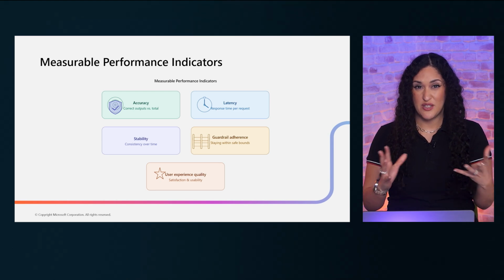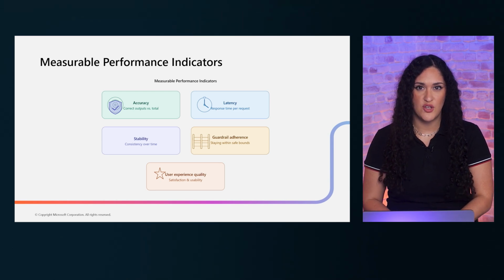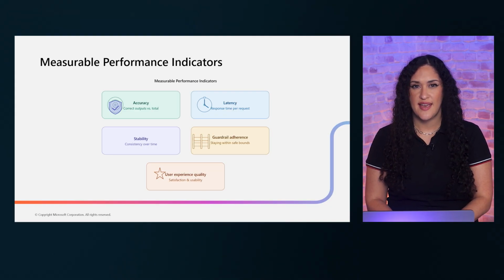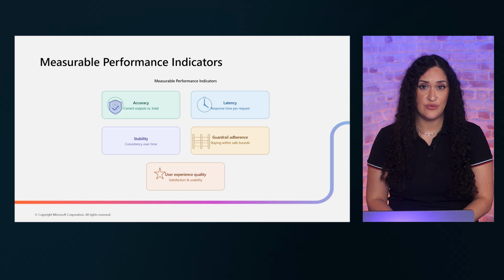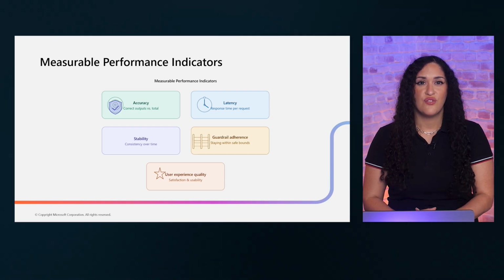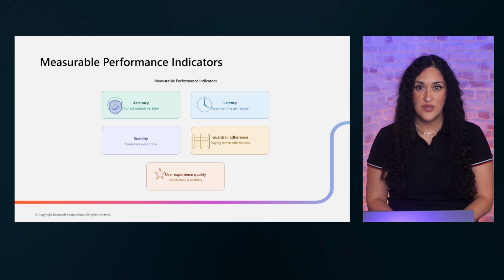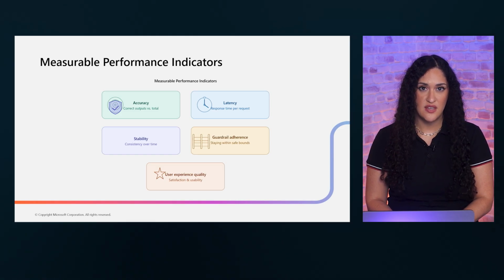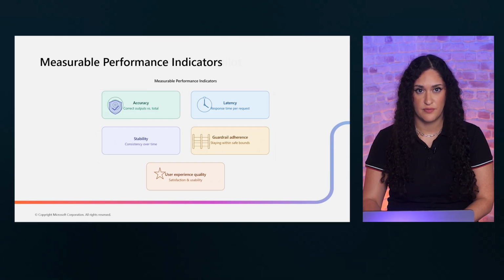Before we dive into the best practices, let's talk about why measurable performance indicators matter so much. When you're testing AI, gut feelings aren't enough. You need hard numbers. This part zeroes in on 5 critical areas: accuracy, latency, stability, guardrail adherence, and user experience quality. Your best practice here is to define these indicators before you build, not after.